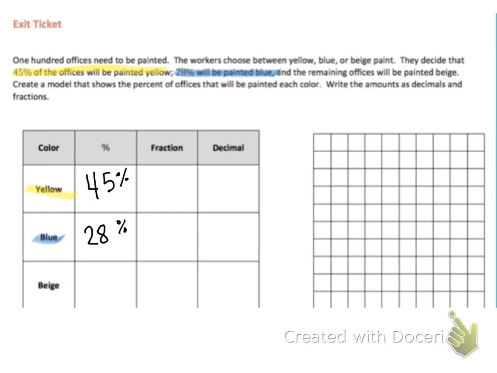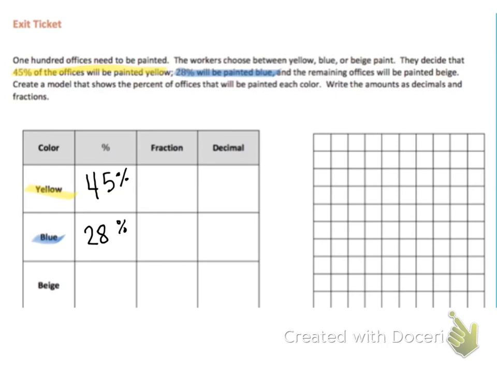And, sorry, the exit ticket, let me go back really quick. For the exit ticket, 100 offices need to be painted. The workers choose between yellow, blue, or beige paint. They decided that 45% of the offices would be yellow, 28% will be painted blue, and the remaining offices will be painted beige. Create a model to show the percent that will be painted each color. Write the amount as decimals and fractions.